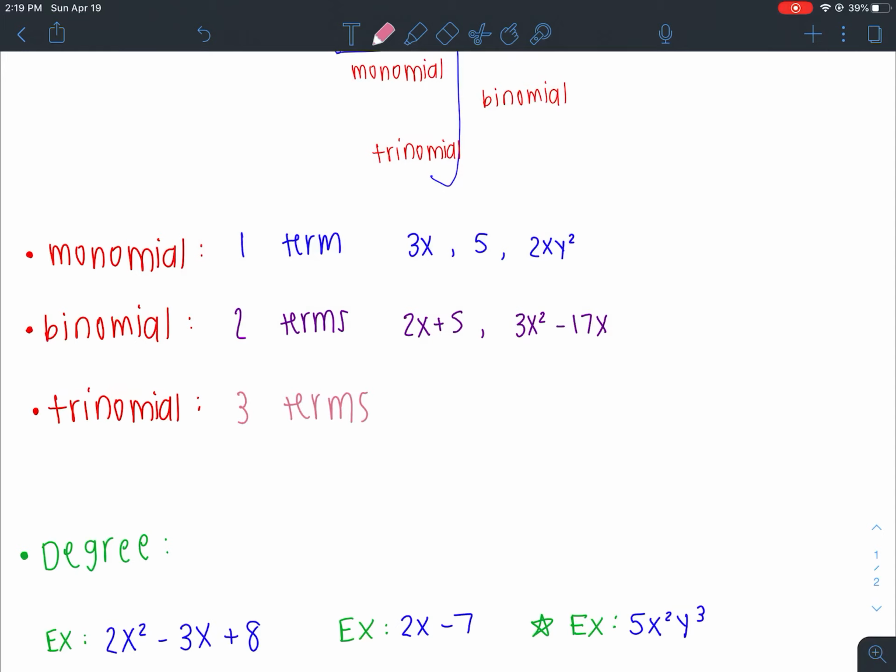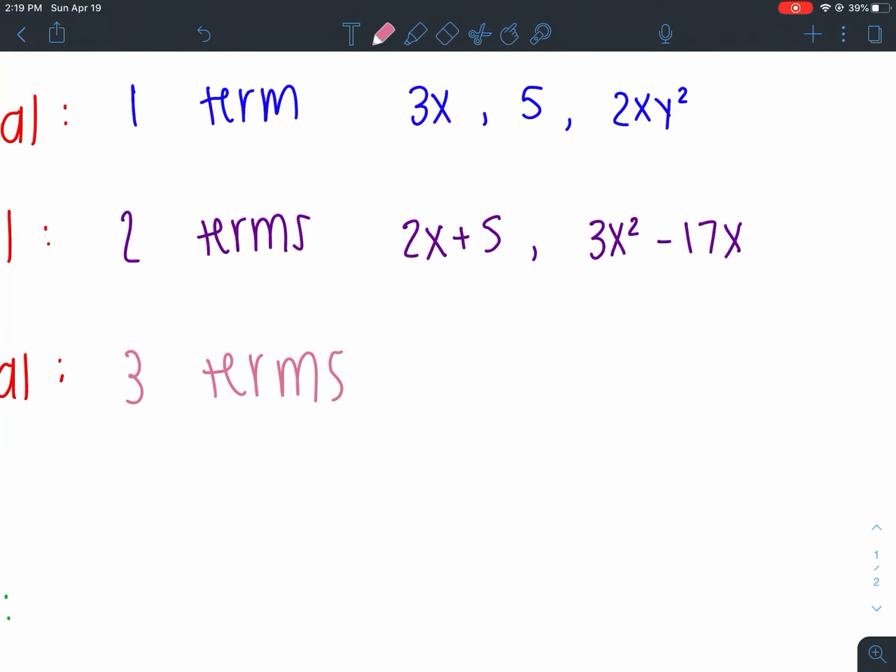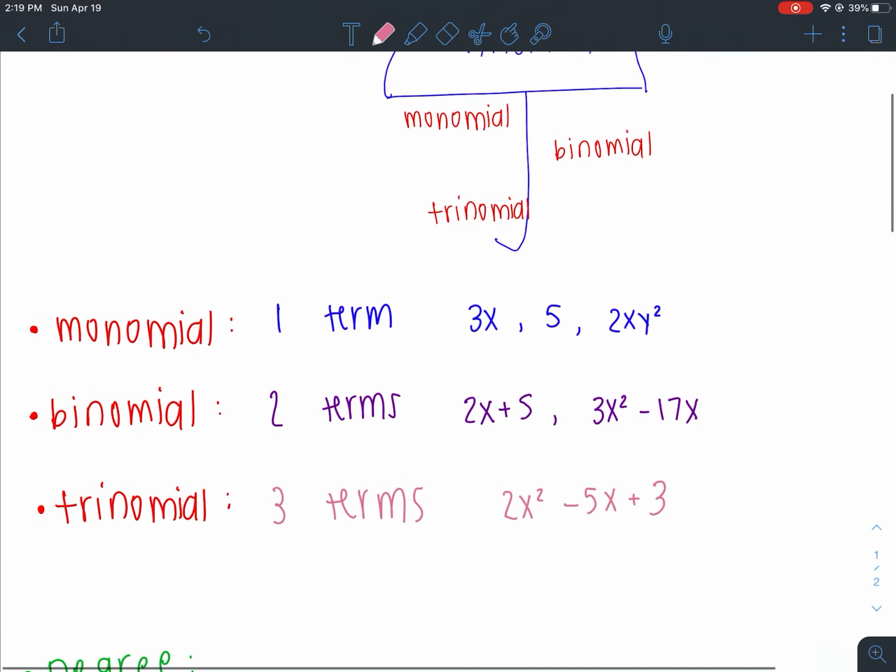So the root words here are mono, bi, and tri. Mono means one, bi means two, and tri means three. An example of a trinomial would be 2x squared minus 5x minus 3. Or let's do plus 3. Mix it up a little bit. So again, terms are separated by plus and minus signs.